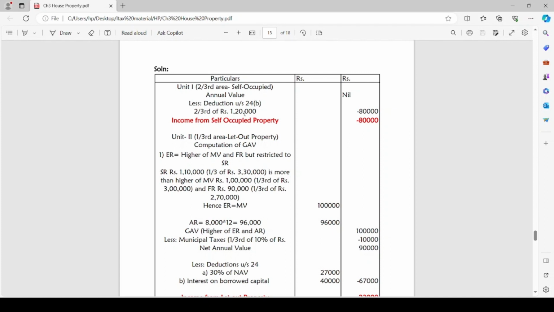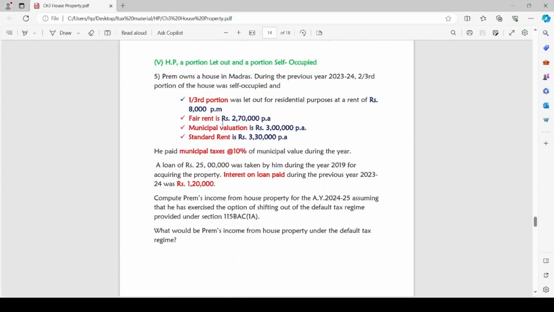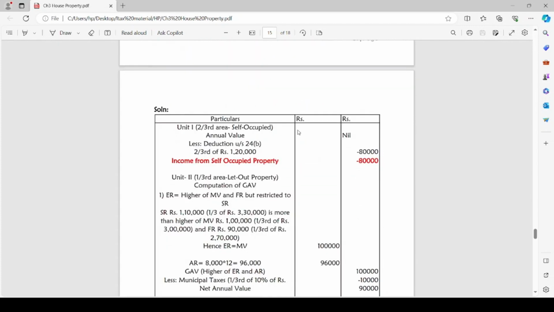Unit 2 is let-out property. Its area is 1/3 of total house property, and for that we can compute gross annual value. We know that expected rent is higher of municipal valuation and fair rental value but restricted to standard rent. The standard rent is rupees 3,30,000. The fair rent is 2,70,000 and municipal valuation 3 lakh. Higher of these both is 3 lakh rupees. Out of this, we have to take the lowest value, so we consider rupees 3 lakh as the expected rent.